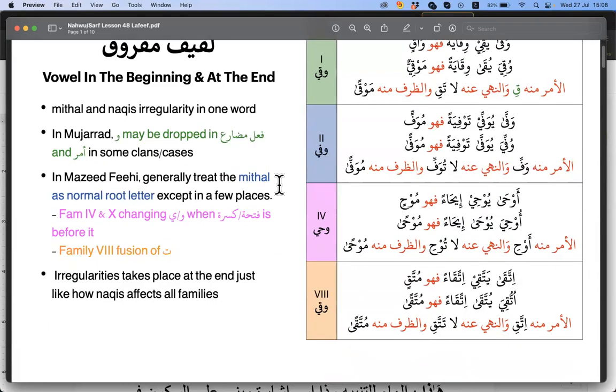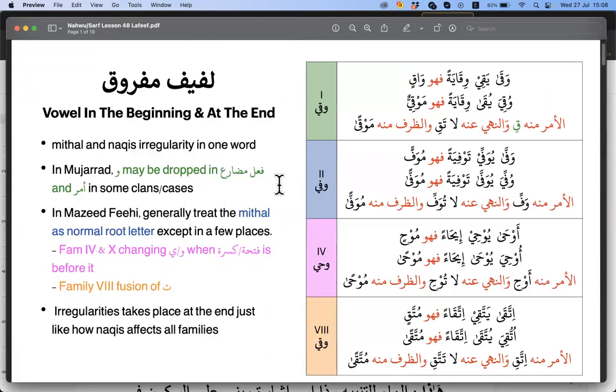Can I see the family 10? You're saying about family 10? Family 8? Family 10, same changes as family 4. Meaning, you see the haraka before it, the waw could change to a ya, could change to an alif if the haraka needs to be changed. Okay?